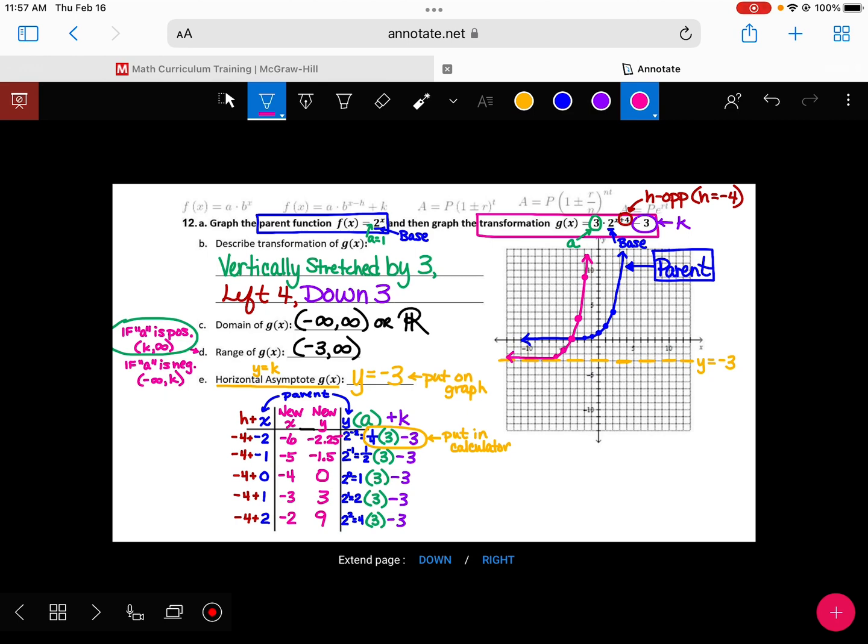Before we look at the next problem, what questions do you guys have for me about this one? If there's no A, so it's just one, you don't have to put vertical stretch or anything. It's not different from the parent, so you don't have to describe it. That's absolutely correct. And if there's no negative, it's not going to be reflected on the axis. Correct. If your A value is 1, you don't have to describe it because it's not different from the parent.